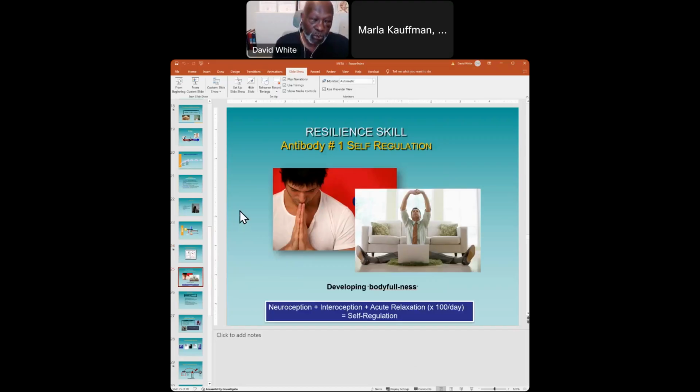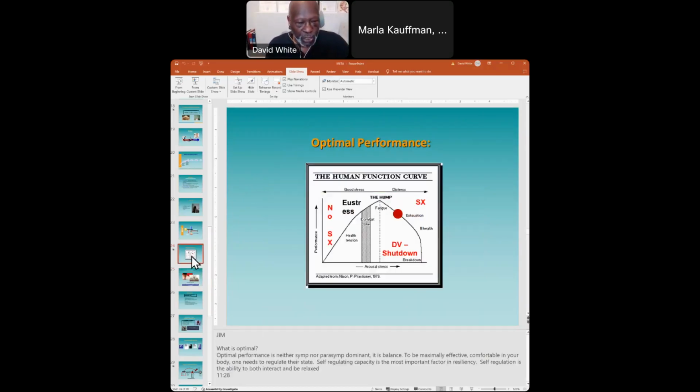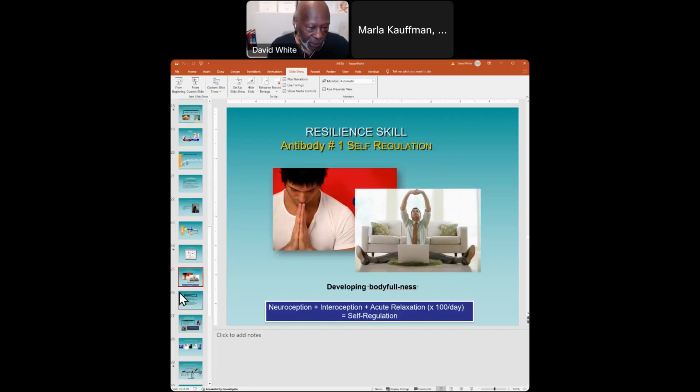Okay. So, resilience skill number one, self-regulation. Self-regulation, as I said before, is being able to bring your nervous system from this side of the Yerkes-Dodson curve back over to this side. You don't have to come all the way back down here, but you have to get past this place to where you're still symptomatic and the things that you're doing are causing you distress. So that's self-regulation.